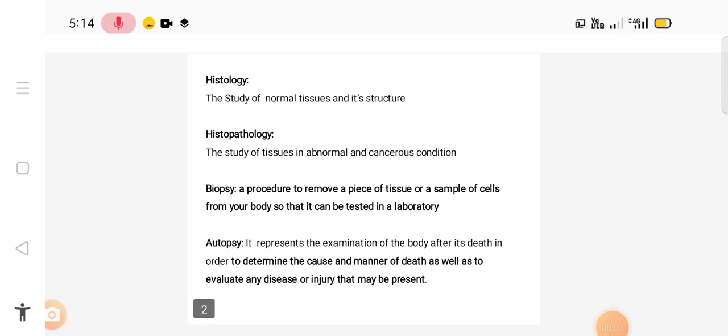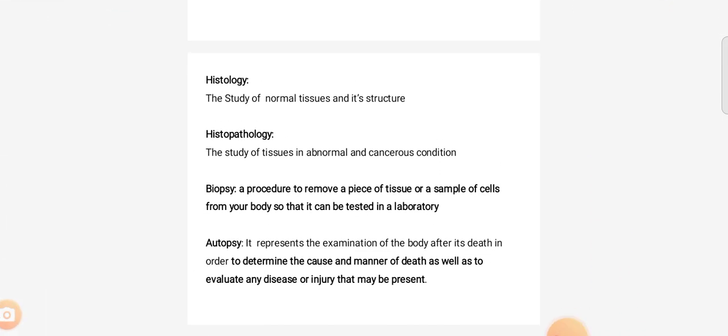What is meant by histology? The study of normal tissues and its structure. Histopathology, the study of tissues in abnormal and cancerous condition. Histopathology is divided into two types, biopsy and autopsy.